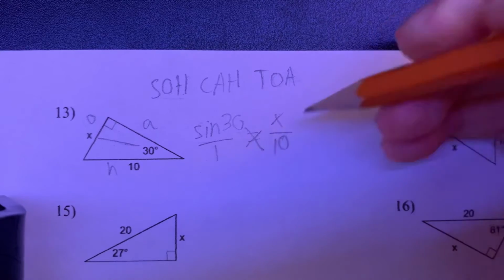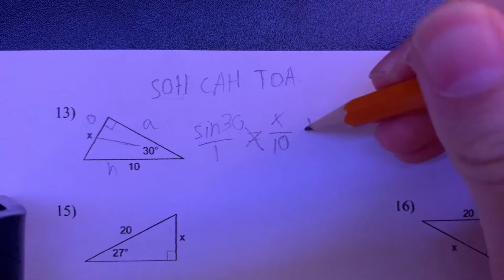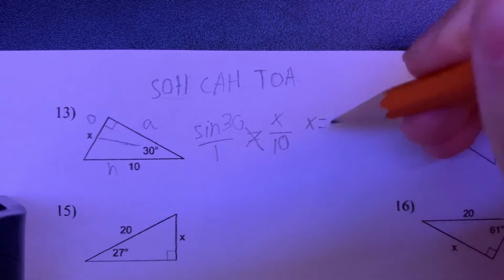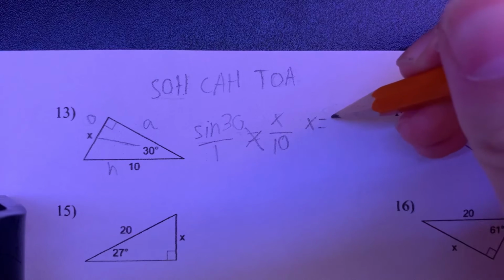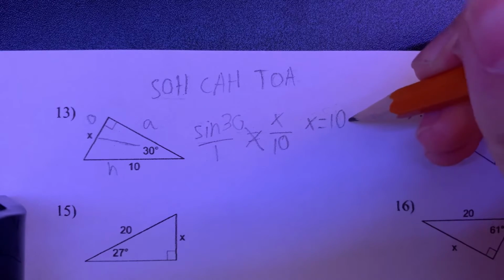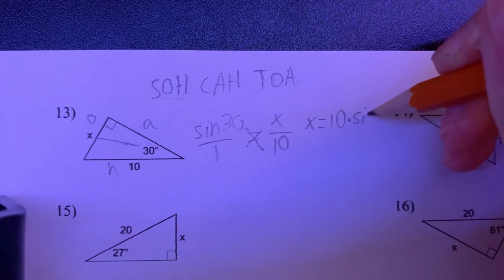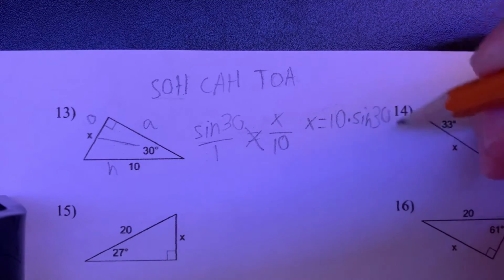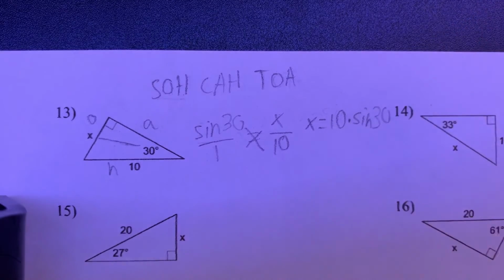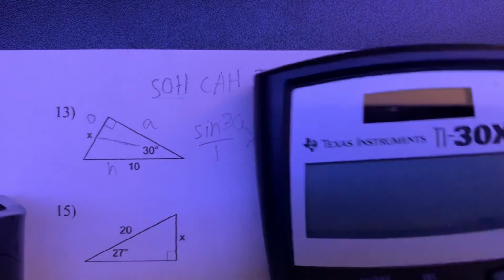Now we cross multiply. That's going to leave us with x equals 10 times sine 30. Now to solve this, we're going to need our calculator. And I've got it right here.